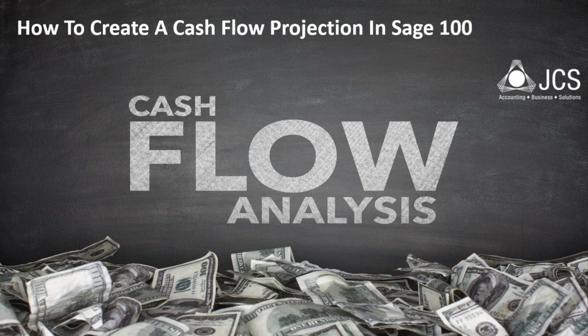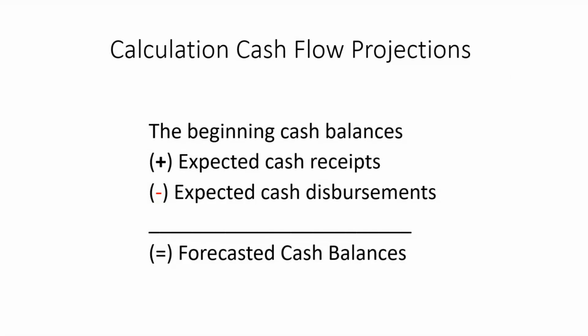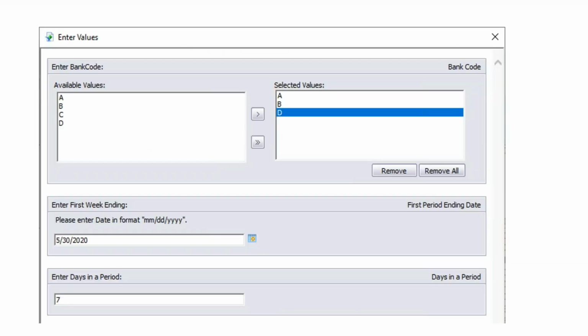After reviewing what makes up a cash flow projection, we will go through an example using data from Sage 100. A cash flow projection consists of three main parts: the beginning cash balances, plus the expected cash receipts, less the expected cash disbursements, which equals the forecasted cash balances.